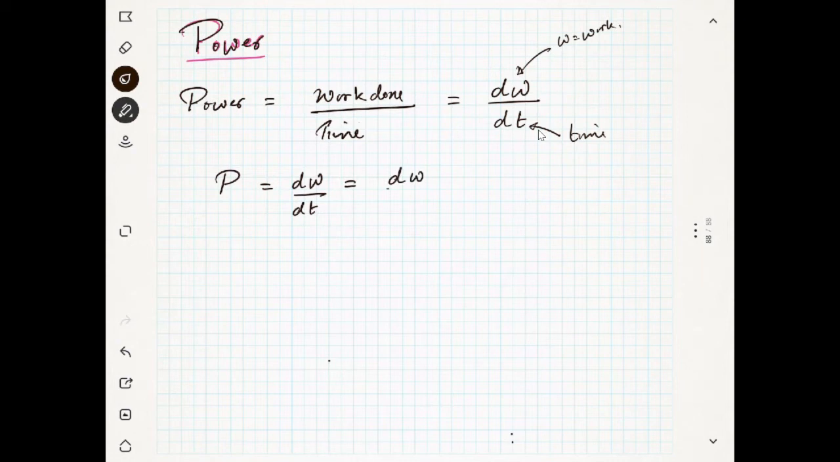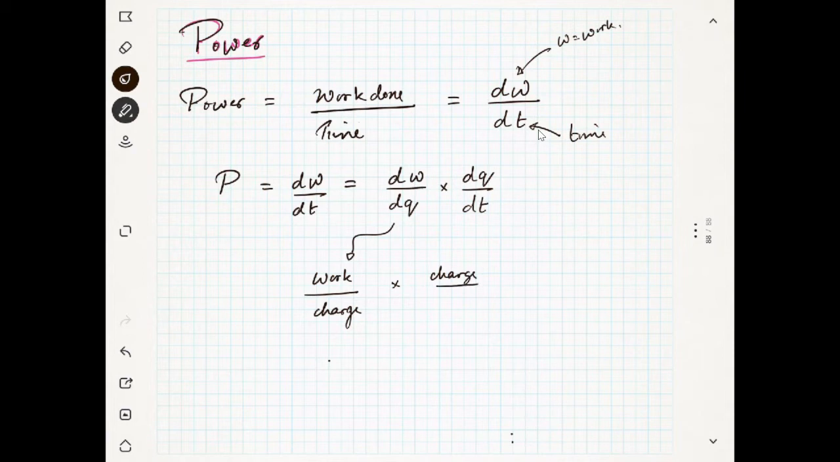We can write it as dW over dQ into dQ by dt. Is it okay to write like this? This is voltage multiplied by current. It is the work by charge, the amount of work done by unit charge, multiplied by the amount of charge flowing in 1 second, or time.